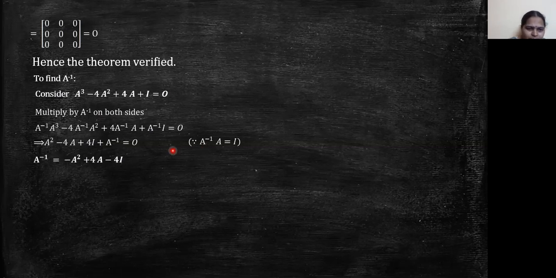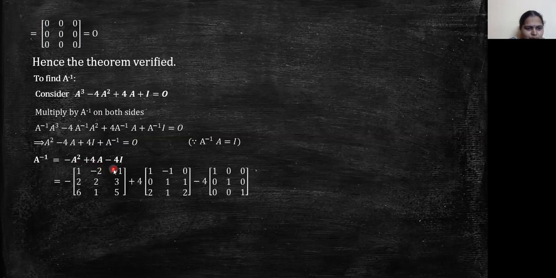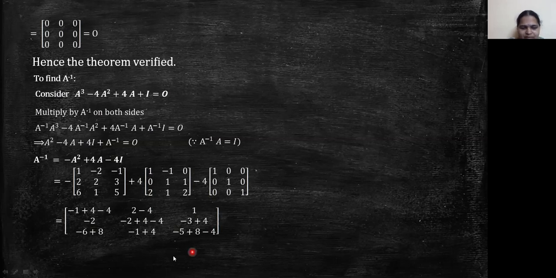Now let us write only A inverse on left hand side, remaining all elements on the other side. Then we have this: minus A square plus 4A minus 4I. Now let us write A square, then 4 into A plus minus 4 into the identity matrix. Simplification of all these three matrices. See, first minus 1, here plus 4, here minus 4. Next plus 2, and here minus 4, and then 0. Like that we have to see all the elements simplification. Then we get this matrix. This is the way of finding A inverse using Cayley-Hamilton theorem.